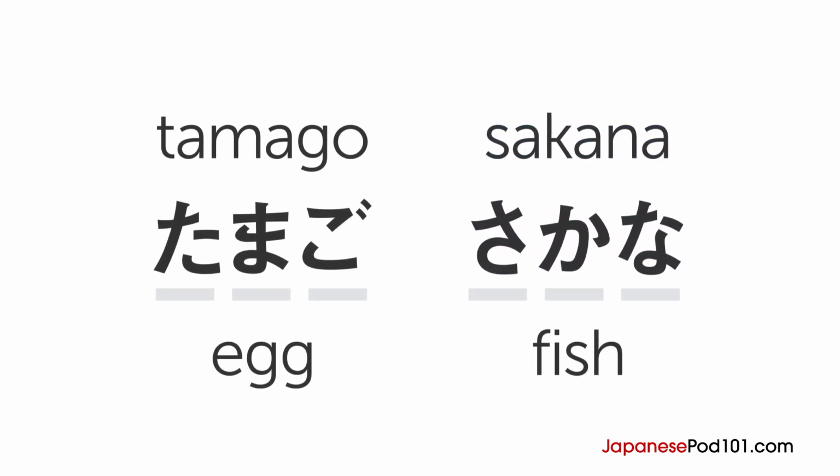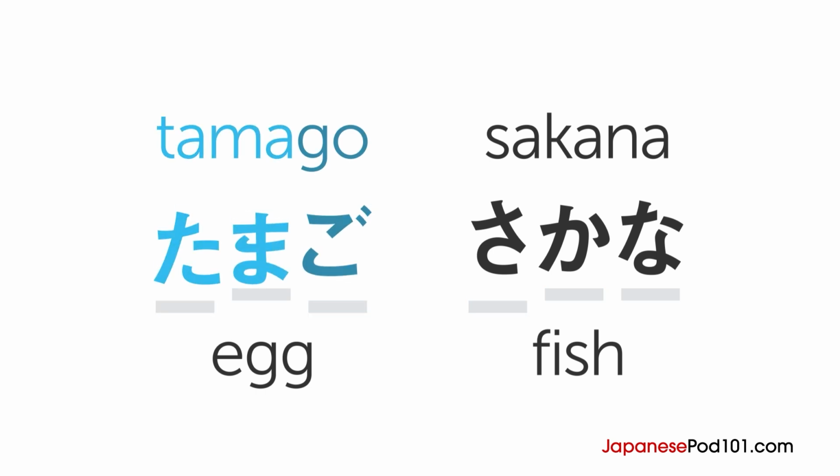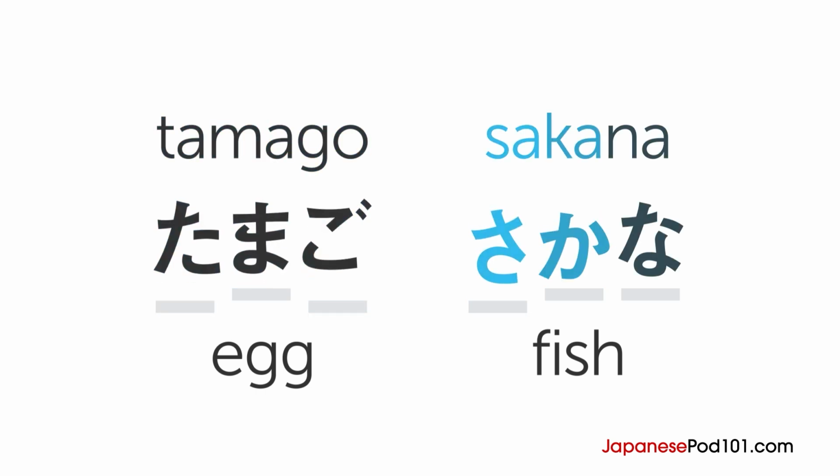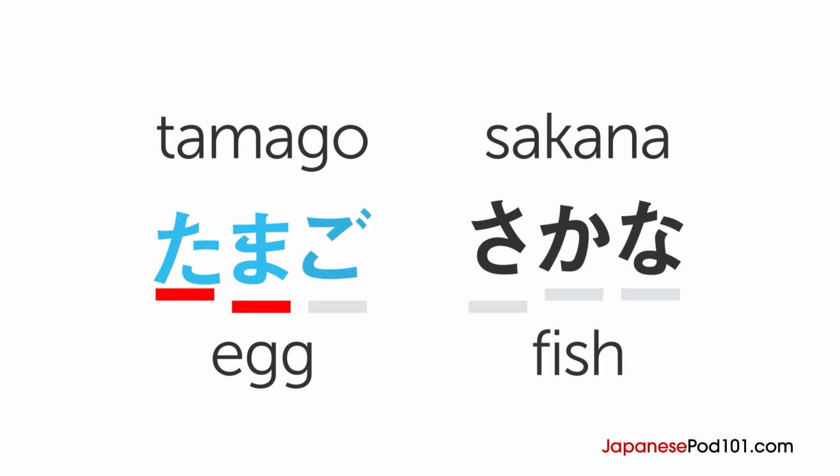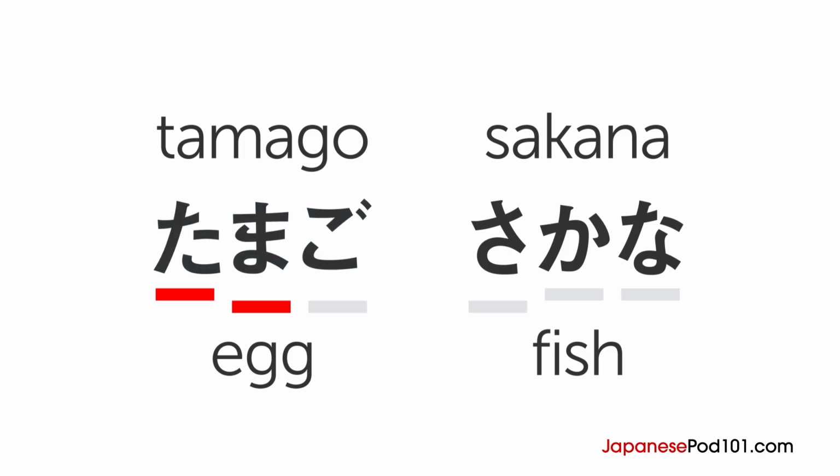Each syllable is pronounced with either a high or low pitch. Tamago. Sakana. The pitch accent for each word is determined when said in isolation. So, if you pronounce it in a different pitch, such as tamago, it sounds strange.